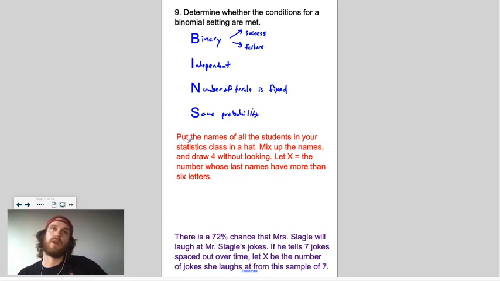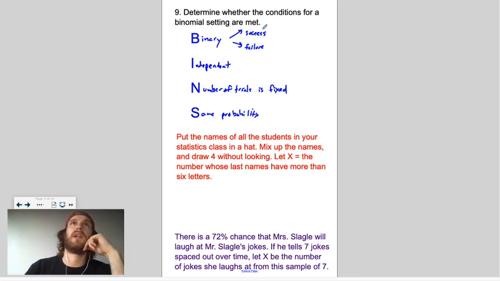Okay, let's look at situation 1. Put the names of all the students in your statistics class in a hat. Mix up the names and draw out 4 without looking. Let X be the number whose last names have more than 6 letters. Can there either be a success or failure? Yeah. A success looks like you have 7 or more letters in your last name. A failure looks like you have 6 or less. So yeah, we have a binary response.